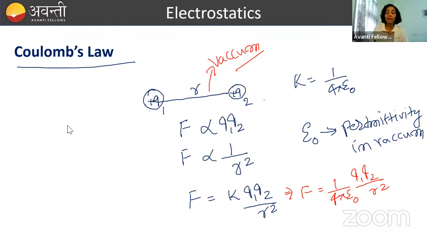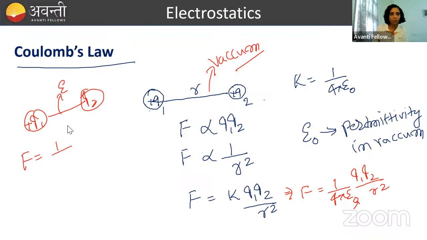If my force charges are not kept in vacuum, in some other media, suppose these two charges are kept in some other media whose permittivity value is epsilon. Epsilon naught is used when we are talking about permittivity in vacuum. If it is written as epsilon, it means we are talking about permittivity of any other media. Okay? So here force will become equal to what?